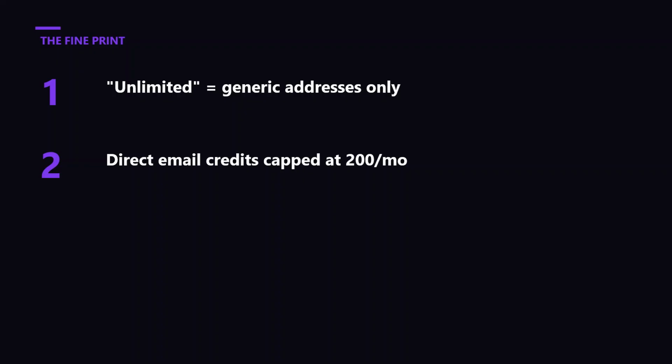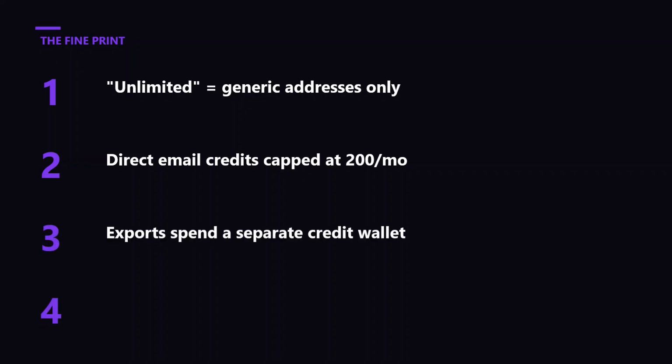5 clauses worth knowing before you subscribe, straight from Kaspr's own pages. First, unlimited means generic addresses, not the name on the LinkedIn profile you just opened. Second, the credit that actually gets you that name, direct email, caps at 200 a month, even on business. Third, pulling contacts out to CRM or a CSV spends export credits. A fourth, separate wallet again.